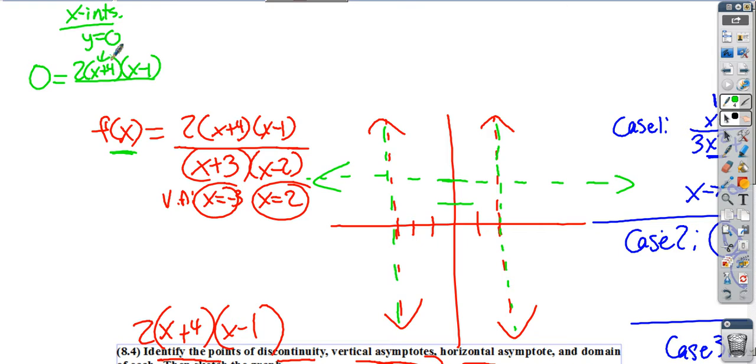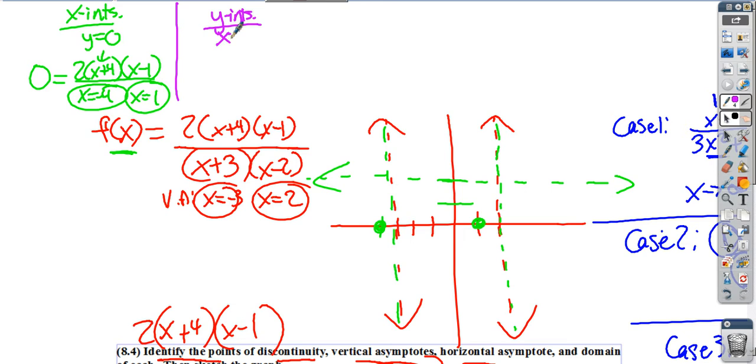You can't do that. So what would make this 0? X equals -4 would make the top 0, and also x equals 1. So that means we're going to have zeros or x-intercepts at -4, which is right here, and at +1, which is right here. Okay, that was helpful because at least now we know some points on our graph. That was the x-intercepts. Let's see if there are any y-intercepts.